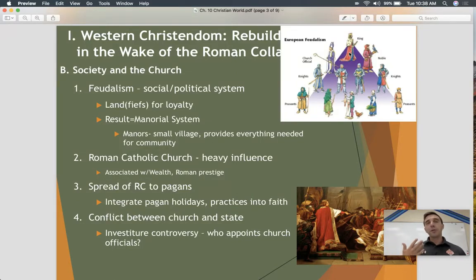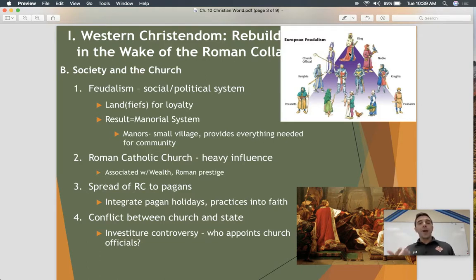And what really starts to result from this is what's called the manorial system, where a lord might have the manor, his large house, or sometimes even a castle, and that's kind of the center of the small village. And outside of the lord's manor are a church, a blacksmith, a merchant shop or two, and then a bunch of small houses for the serfs and other people to live in. And surrounding these houses would be the fields where they farm their food.